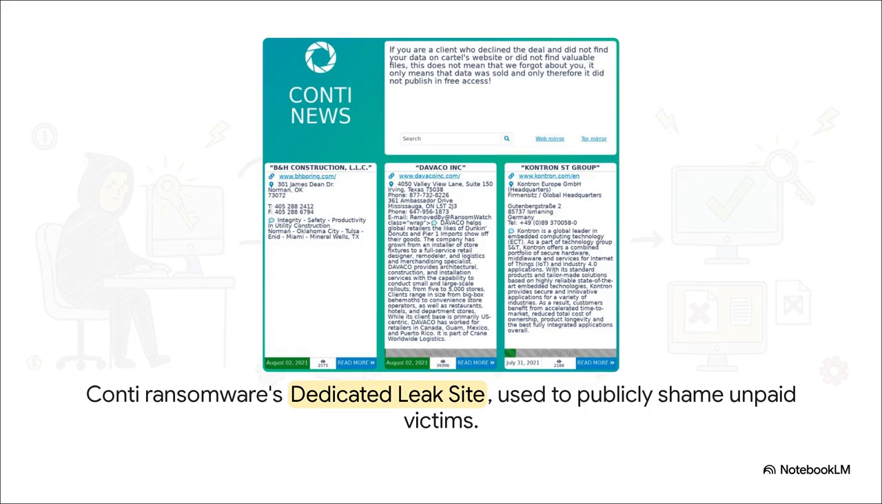This is a screenshot of what they call a dedicated leak site. This one was run by the Conti ransomware gang. They list their victims like trophies on a wall, and they threaten to release their data. It creates this massive PR nightmare for the company.